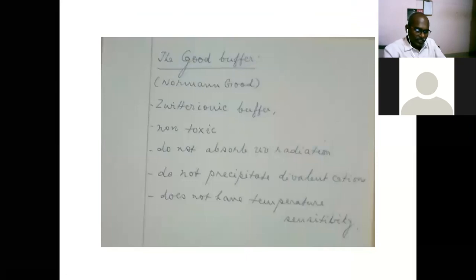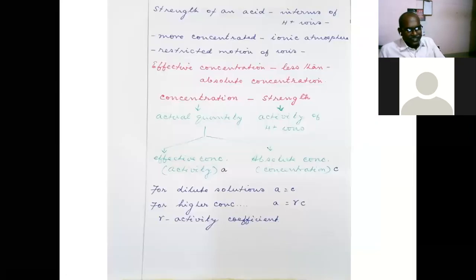And today we are going to discuss the strength and the concentration of an acid. See, the strength of an acid is spoken of in terms of H plus ions. Suppose the acid solution is more concentrated, then the ionic atmosphere will resist the motion of the ions.